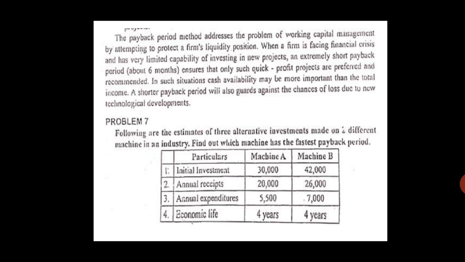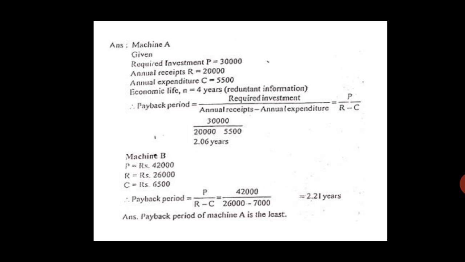You can see the problem here once again. So whichever machine or equipment has the lowest or the fastest payback, that we will consider. And in this case, it is machine A.